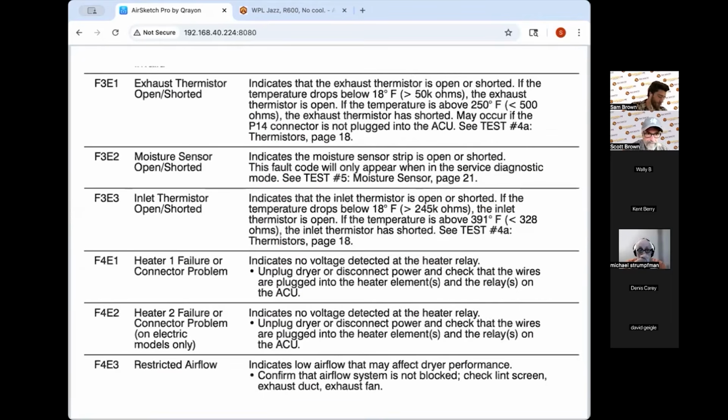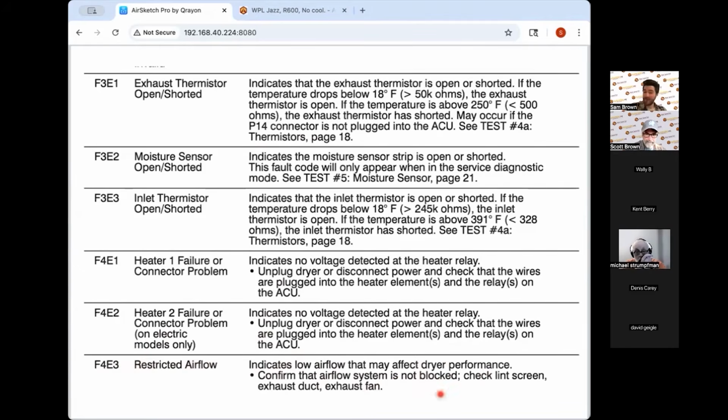And even when you go into service mode, which should be your first step on any service call, go into service mode, pull up error codes. There's no reason not to. If you're dealing with a computerized appliance, the first thing you want to do is talk to that computer, just to have it tell you whatever it's going to tell you. You see down here at the bottom, restricted airflow. There's a code for it.